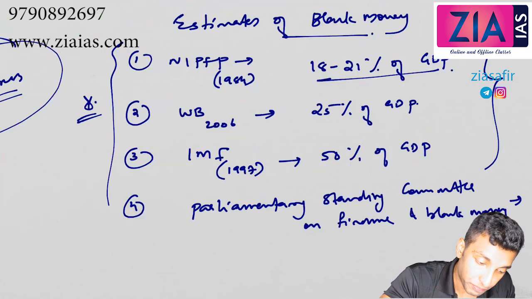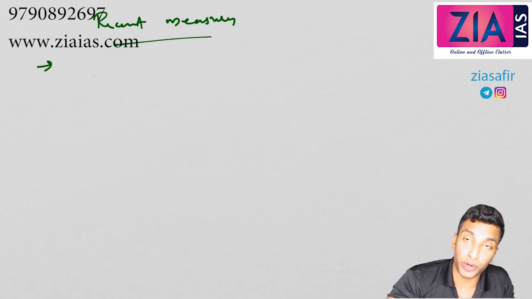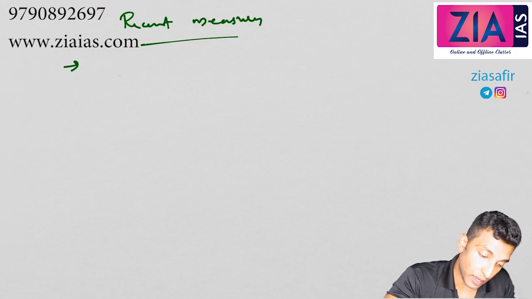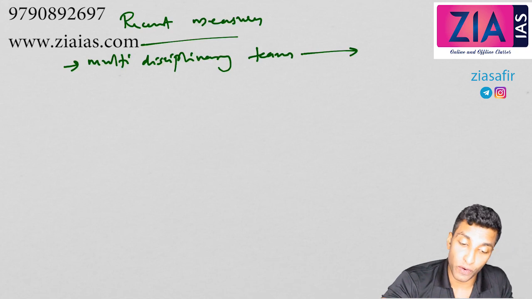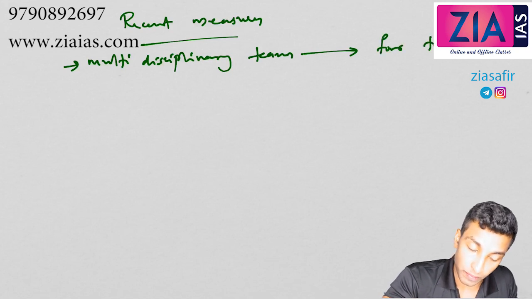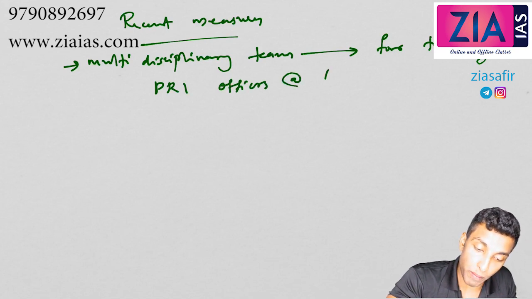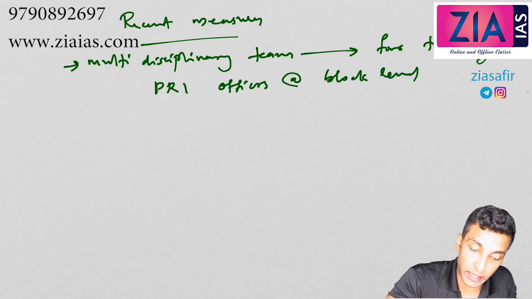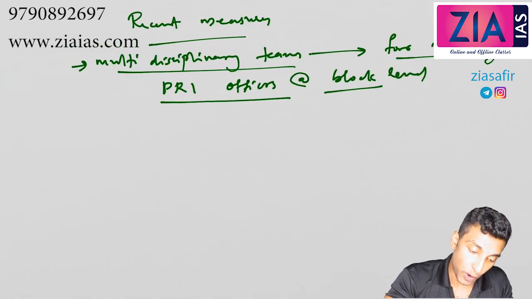Okay, now recent measures. We will see the recent measures. Multidisciplinary teams have been created for training Panchayati Raj institution officers at the block level. Okay, so multidisciplinary teams have been created for training the Panchayati Raj institution officers at the block level.